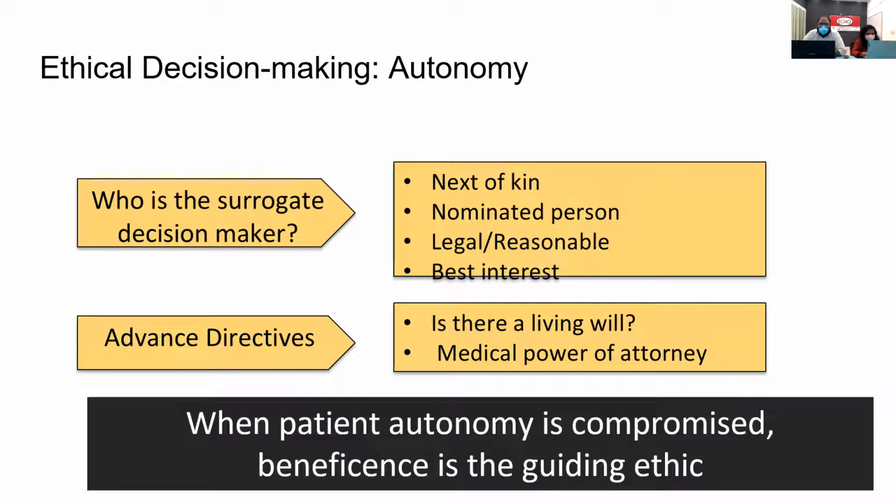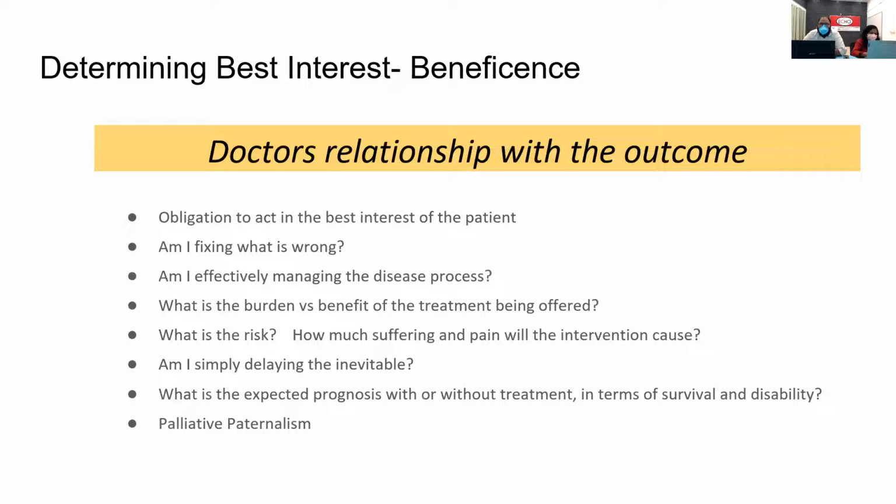So when patient autonomy is compromised, like in this case, beneficence is the guiding ethic. So what is beneficence? Beneficence means do good. So it's determining the best interest for the patient. The earlier one was about our relationship with the patient, but here it's a relationship with the outcome. So we all have an obligation to act in the best interest of the patient.